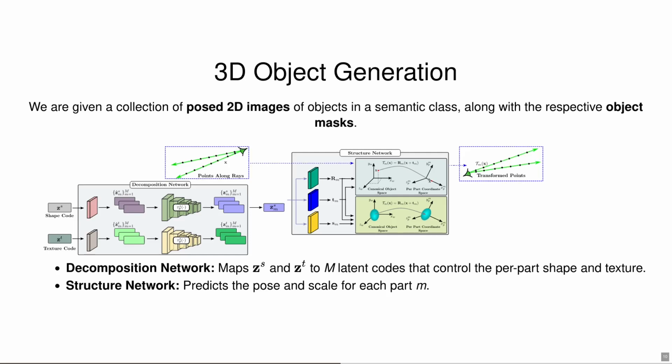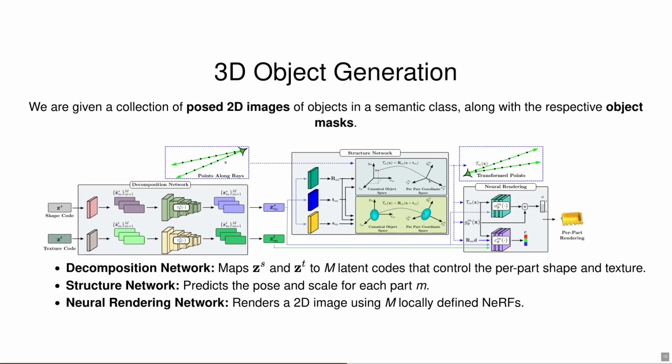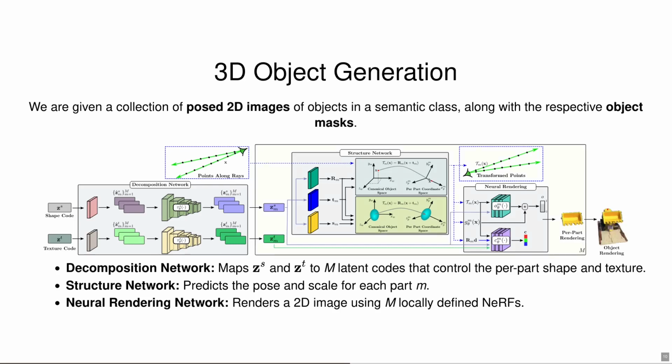To generate the novel view rendering, we first sample points along rays and transform them using the pose and scale predictions. Then, the neural rendering module takes as inputs the transformed points, directions, and per part latent codes, and predicts the per part color and occupancy values for the sampled points. We use volumetric rendering to extract the per part rendering using the predicted occupancy and color values. We follow the same procedure for all m parts and compose the per part renderings all together, resulting in a generated rendered image.